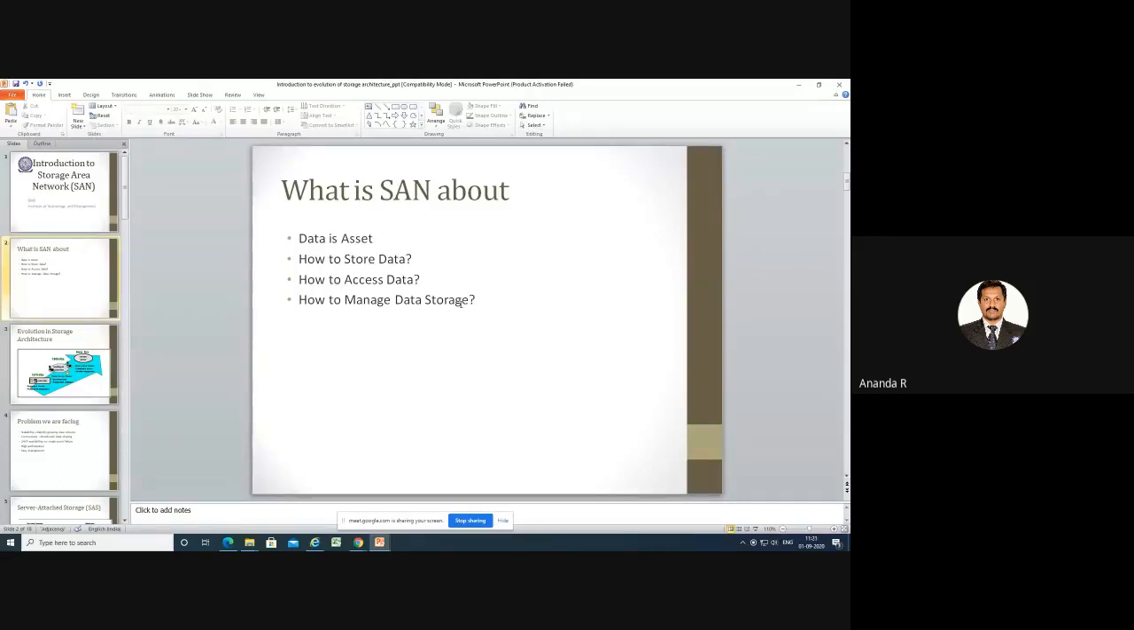Managing data is a totally different operation from storing and accessing. Managing data is completely double the operation of what we are performing in storing and accessing. That is called managing of data storage. So what do we mean by managing here?